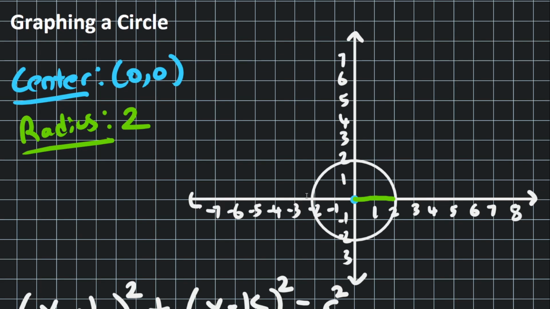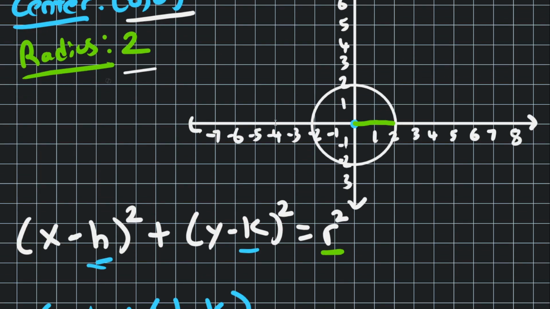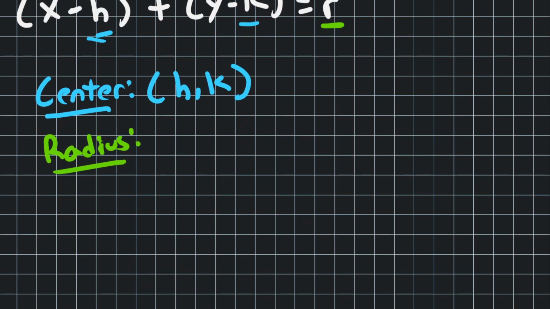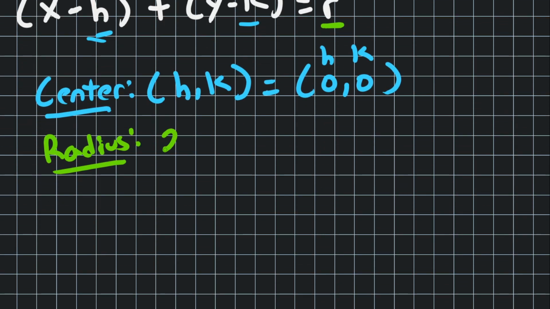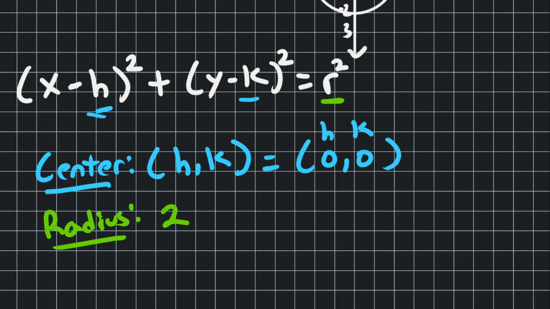How do we graph this particular circle where the center is at 0, 0 and the radius is 2? So all we have to do is substitute these numbers. We know the center, h, k. For this particular circle, it's at 0, 0. So h is 0 and k is also 0. And the radius, we know up here, is 2. We know that the radius of the circle is 2. So that's what we're going to write there. So r equals 2.